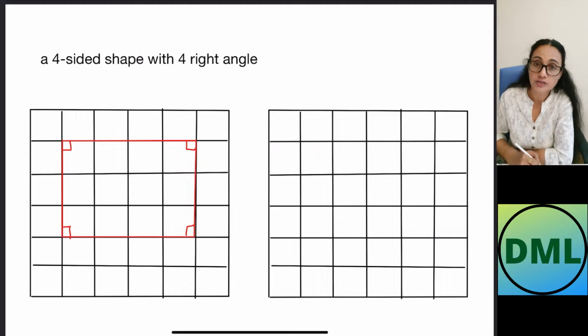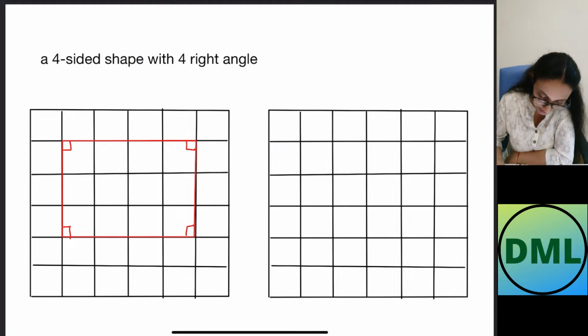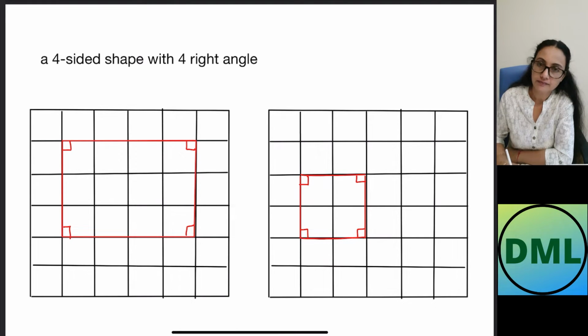Next, I will draw a square. All the sides are same. So if I go 2 units here, 2 units here, 2 units here and 2 units here. This is my square, again 4-sided, and I have 4 right angles inside that. Let's see one more example.